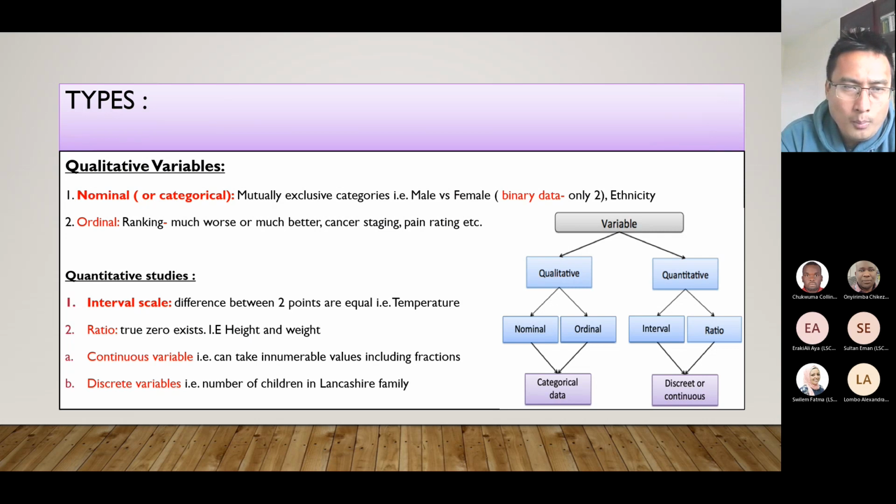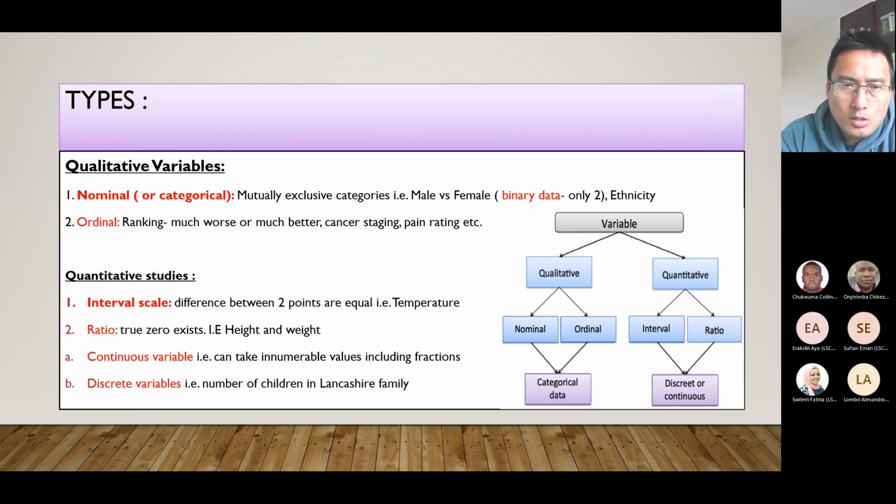Now let us go more in depth into qualitative variables and non-quantitative variables. Qualitative is divided into two parts. Nominal is where the categories are not related with each other. Let us take an example of male and female, binary data. In nominal, the other example might be ethnicity; it depends on race. All of that falls in nominal data, which is also categorical data.